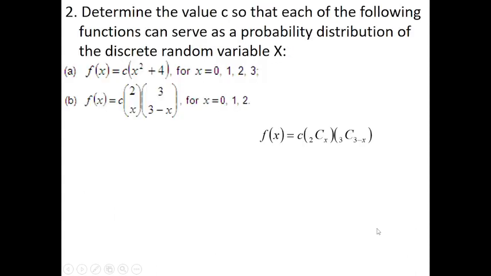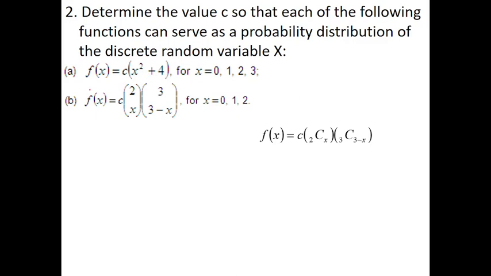Okay, here's the second problem. Determine the value c so that each of the following functions can serve as a probability distribution of the discrete random variable x. So our objective here is to determine the value of c so that the function can serve as a probability distribution of the discrete random variable x. So how do we solve the problem now?